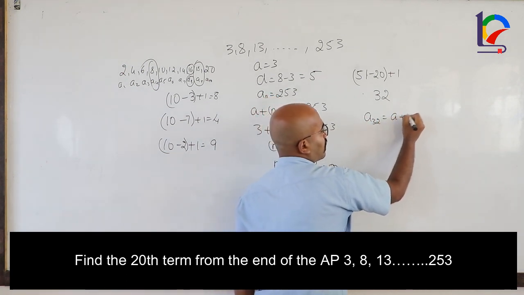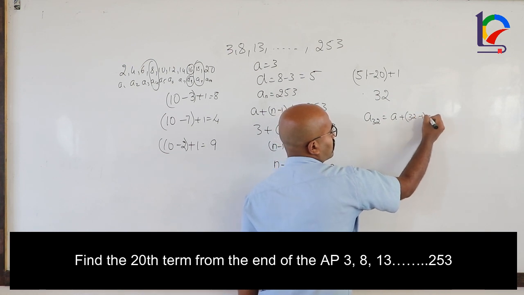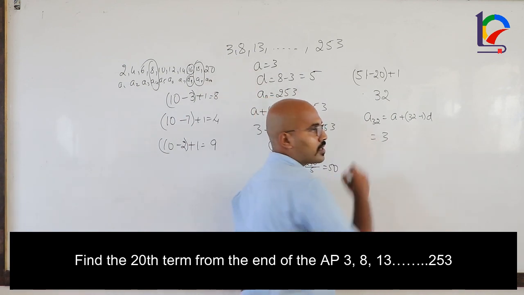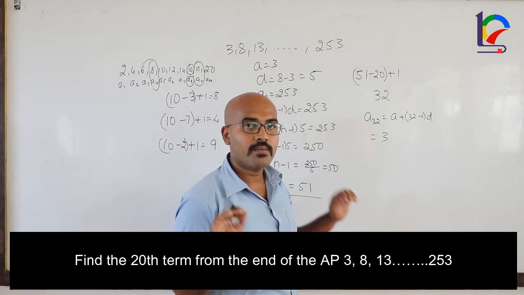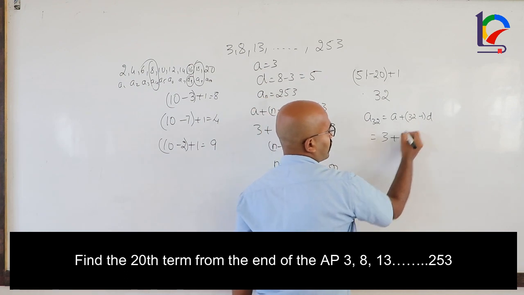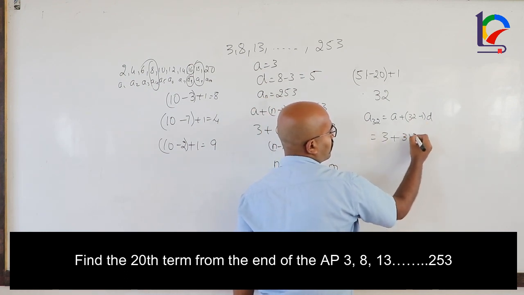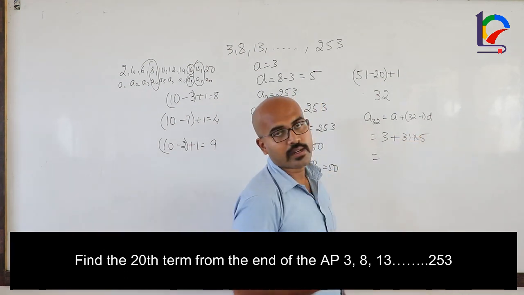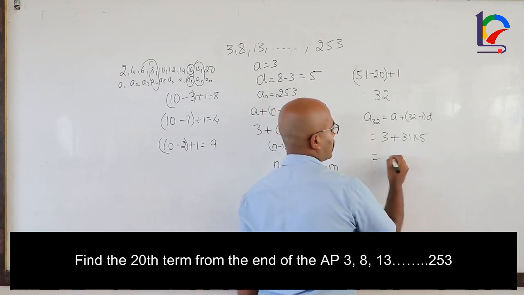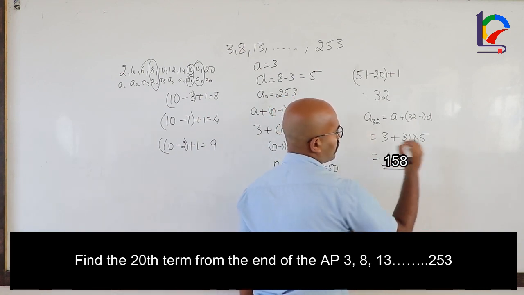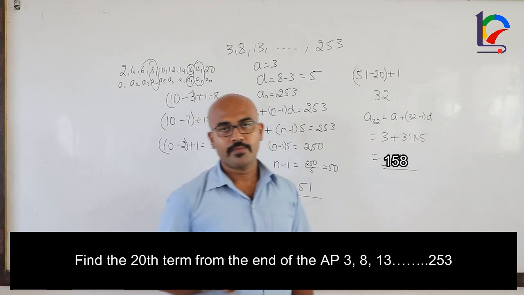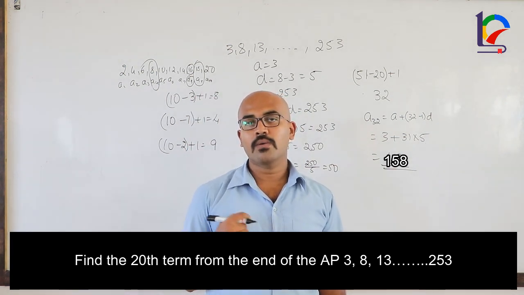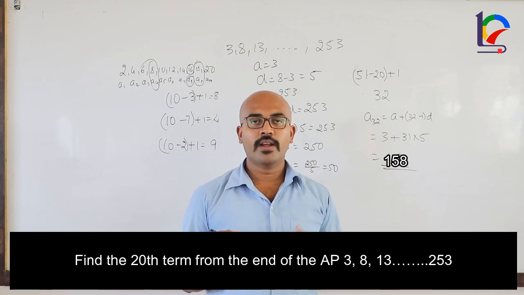A32 is A plus 32 minus 1 into D. What is A? The value of A is 3. The other terms will not change, it will be the same. A is 3. 32 minus 1, 31. What is the value of D? That is 5. So 31 into 5, that is 155 plus 3, 168.